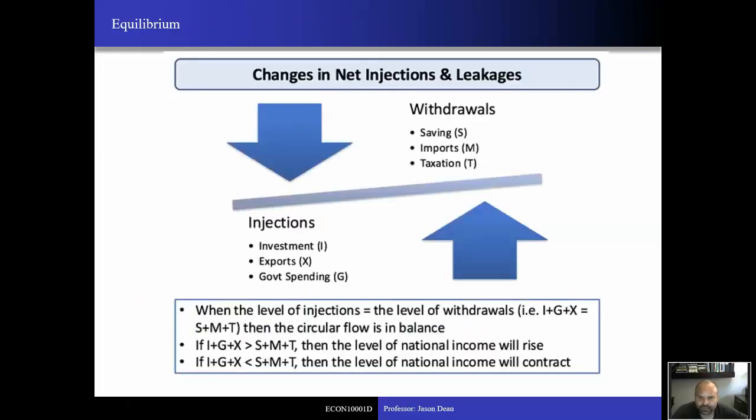So this is just a summary diagram. Think of this sort of scale here. We have our withdrawals, we have our injections. If these two things are equal, then this thing will balance out and we will be in equilibrium.